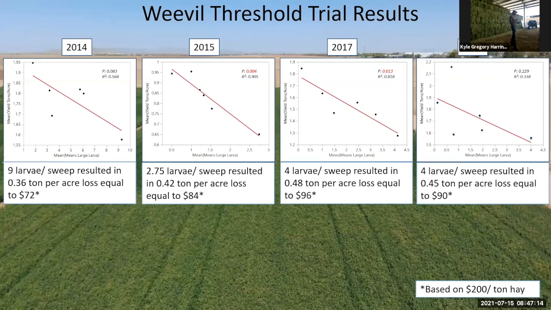However, with large larvae, I feel like we got lucky. They're easier to see, easier to count in the sweep net. For large larvae, there was no significance between the years, so we can pool that data to have one strong figure, one reduction per pest value. We found that number to be 0.06. So for every one large larva that you have in your 180-degree sweep, you have a 0.06 ton per acre reduction.